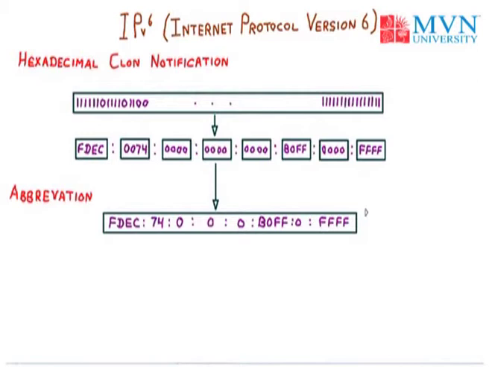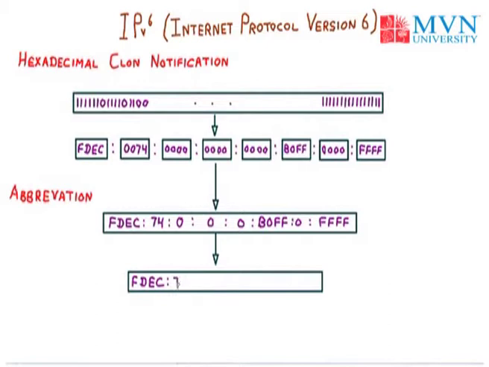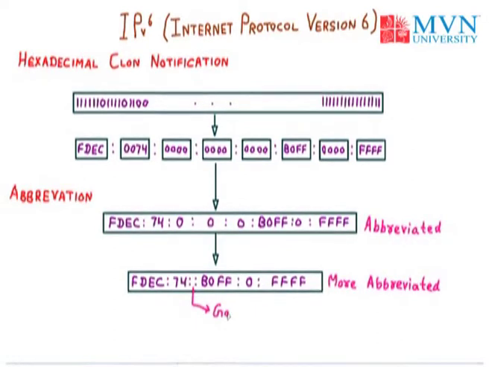Now, there is one more abbreviation by which we can compact the IPv6 address. For example, if we have continuous zeros, we can represent them with a colon. Now, FDEF will remain the same, FDEC will remain the same, then 74. Now, we have 3 continuous zeros and we will represent them as the colon. Then after the colon, we have B0FF, then again 0, then 4F. So my first address is abbreviated and the second one is more abbreviated. And the gap is represented by the colon.